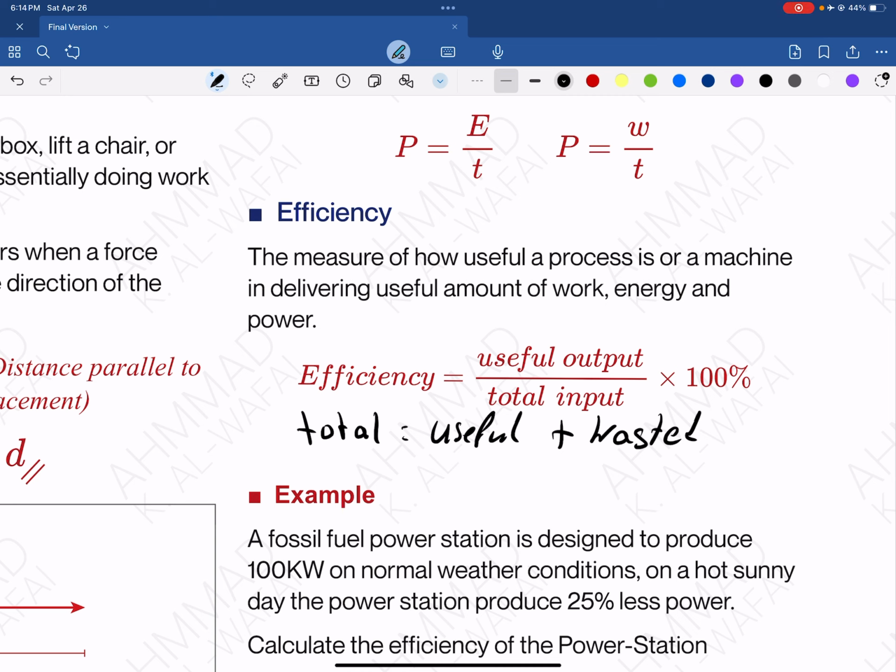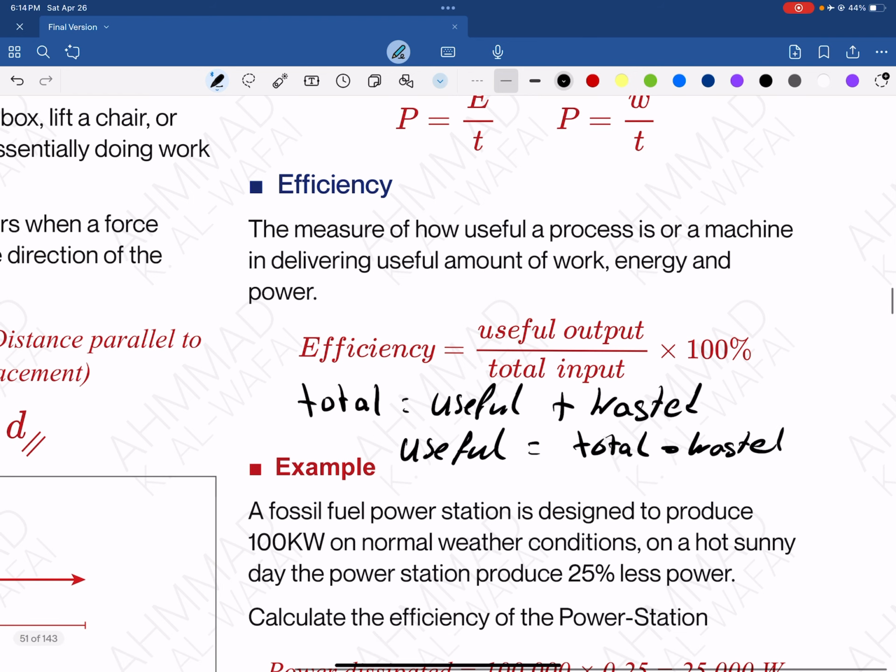Okay, you could be given the total and the wasted, and you want to get the useful. Therefore the useful is going to be total minus wasted, or the other way around to get the wasted.